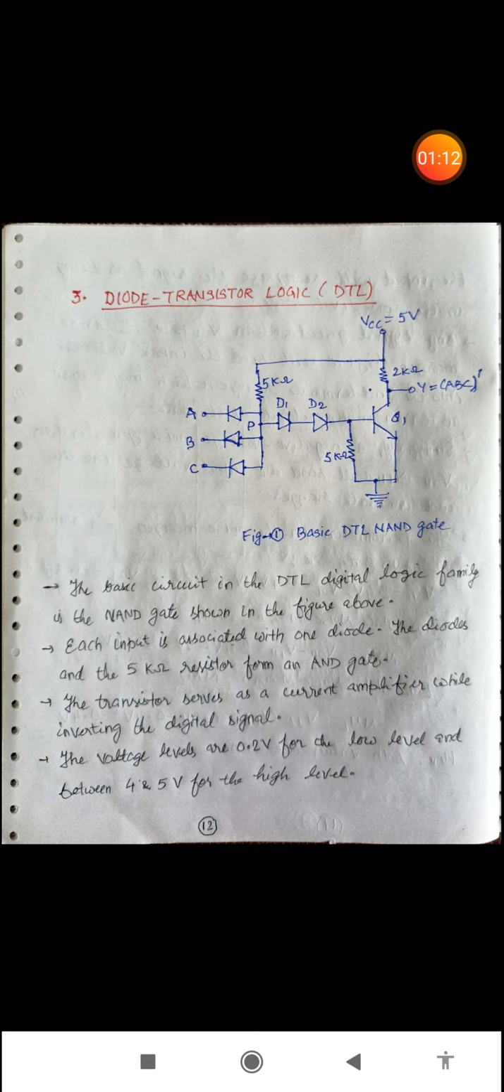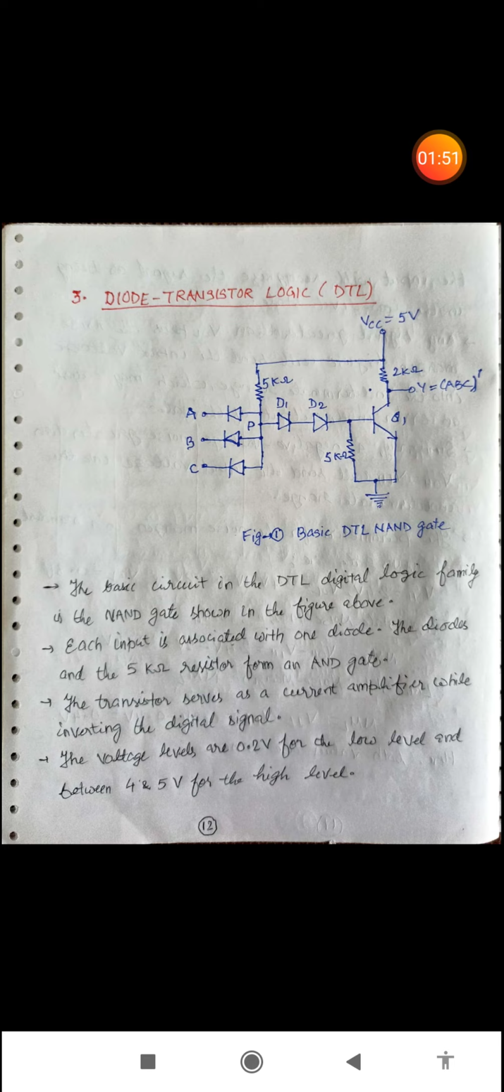Here the voltage levels are assigned as 0.2 volt for the low level and between 4 and 5 volt for the high level. Now, as the DTL is used as the basic NAND gate, we'll have to verify the operation of this DTL NAND gate. We know the truth table of the NAND gate. If any one of the inputs is low, then the output is high, and if all the inputs are high, then only the output will be low. So we have to explain the operation in these two conditions only.